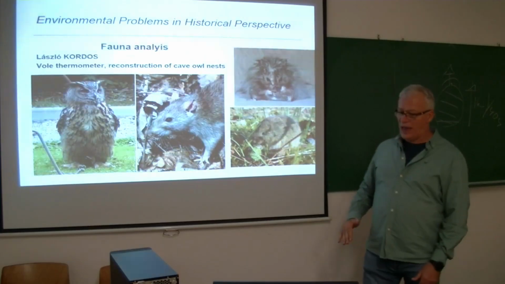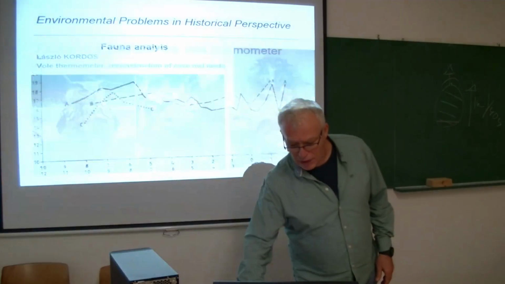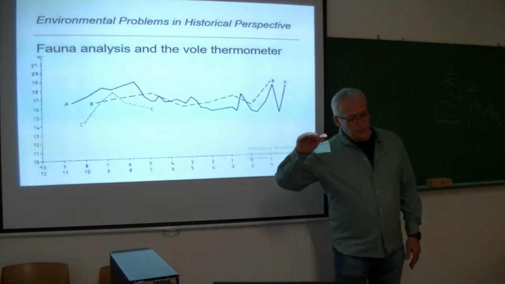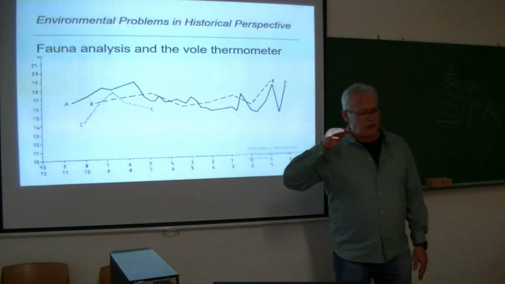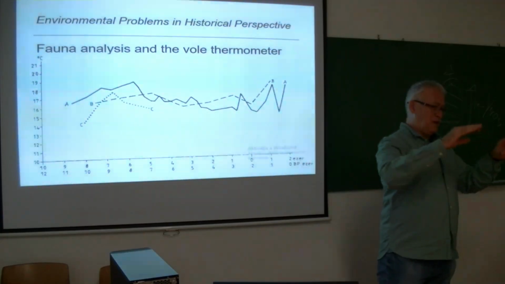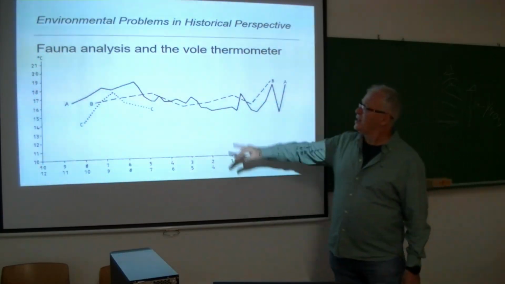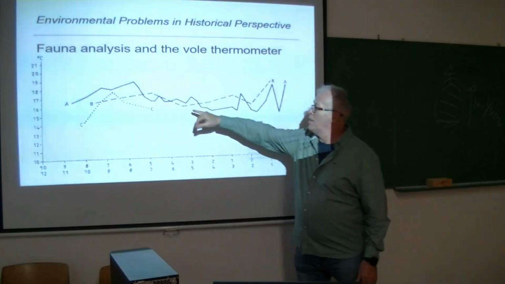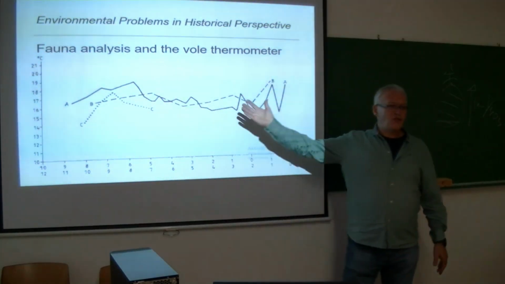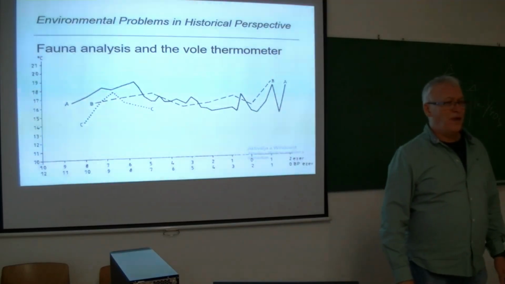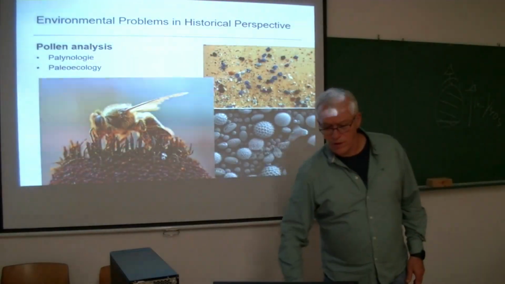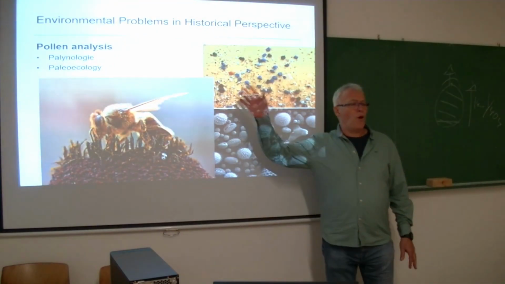In consequence, it's possible to reconstruct how different species of rodents changed in the hunted mammals' distribution. And Kordos reconstructed the change of the fauna inside the Carpathian Basin, which demonstrates well that the climate changed a lot. There is another way of reconstruction. Probably you know the pollens.